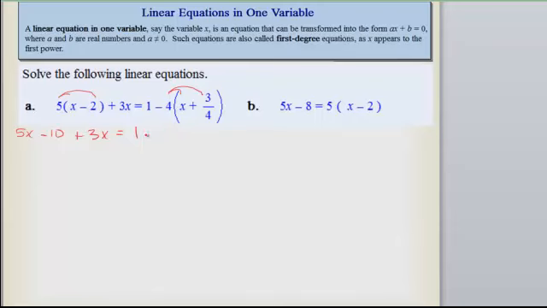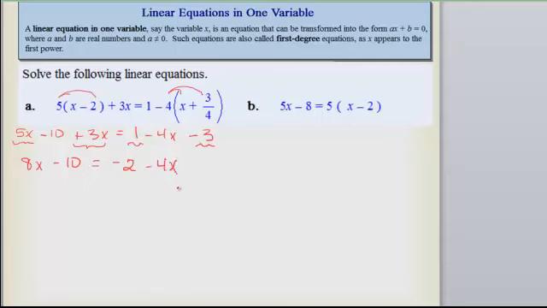So negative 4 times x. And negative 4 times 3/4 would be a negative 3. Okay? Now that we have all of the parentheses out of the way, what you want to do is combine like terms that are already on the same side. So 5x plus 3x will be 8x. On the right side, we have a 1 minus 3. That'll give us a negative 2.